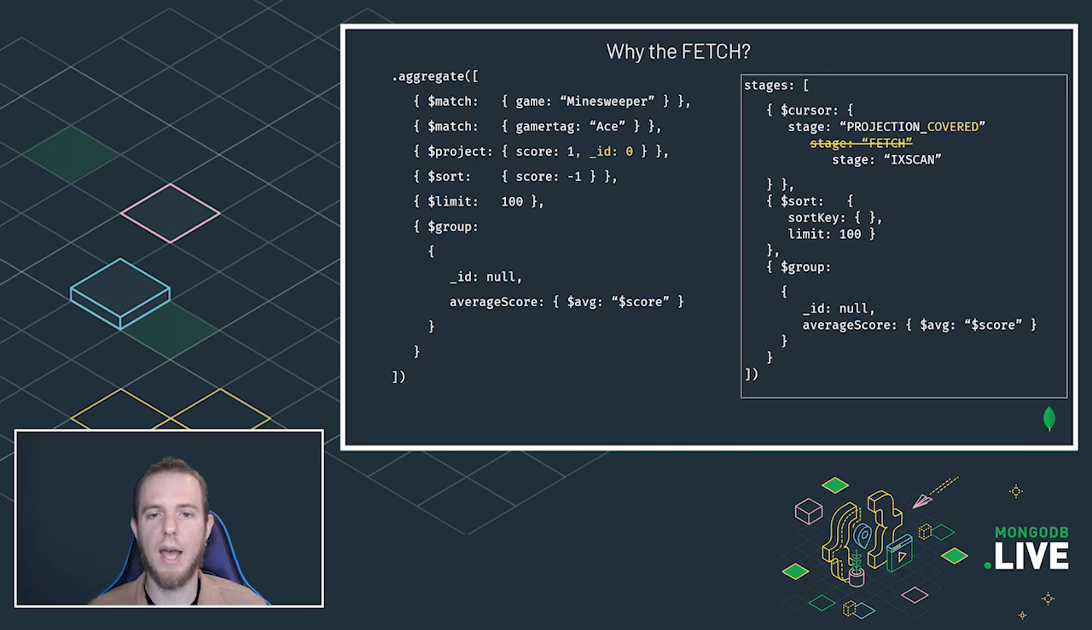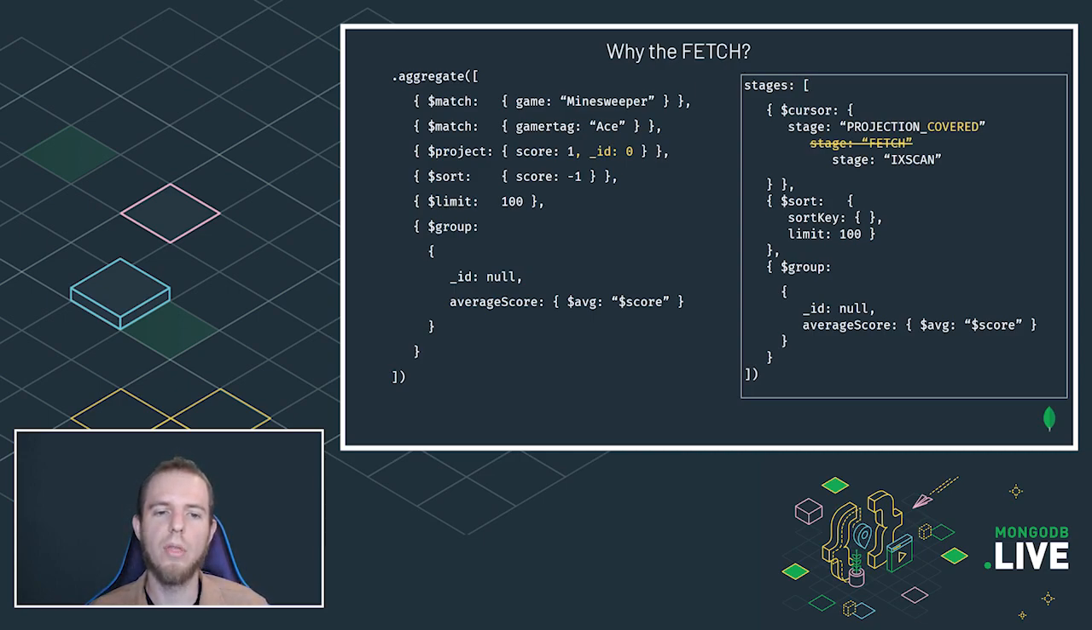The next thing that happens in terms of changes from the earlier explain output is that our projection changes to a projection underscore covered, which again implies that we are gathering all the information we need from the index scan itself, and we don't actually have to go fetch the document for further processing by the database. So this is great, and we've made huge progress here.